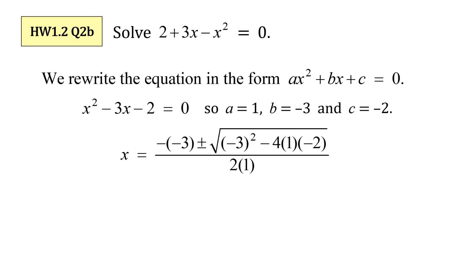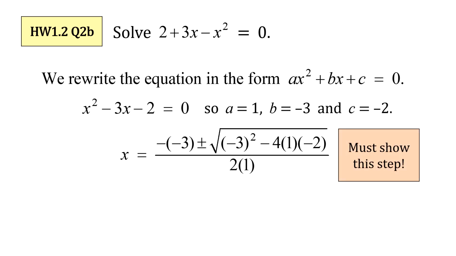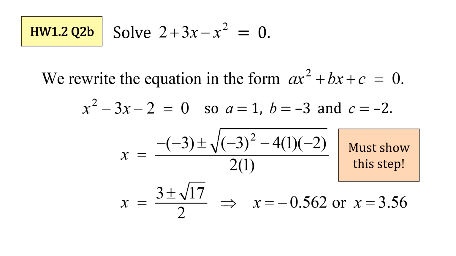So we have x equals minus b plus minus square root of b squared minus 4ac, and the whole thing is over 2a. This is the step that must always be shown in your working, with all these values substituted. After simplifying, these are the results we get. But because the question wants answers to three significant figures, those are the values we will show.